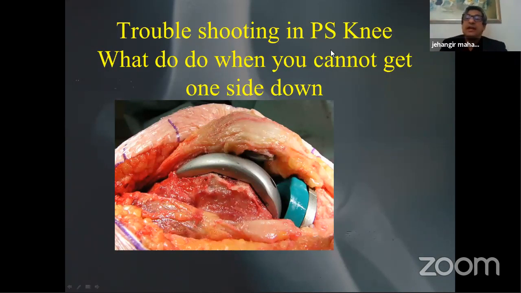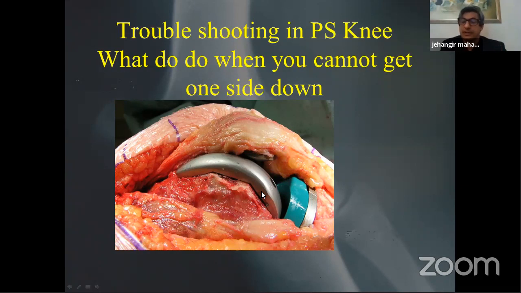Troubleshooting the PS knee. Now you want the femoral component trial to sit on the bone there. Let's say it's off the bone. Many people, when it's off the bone, will say that my problem is my distal cut. In a PS knee, it's not the distal cut. It's how deep your box cut is. You have to deepen it and then you'll get this down.